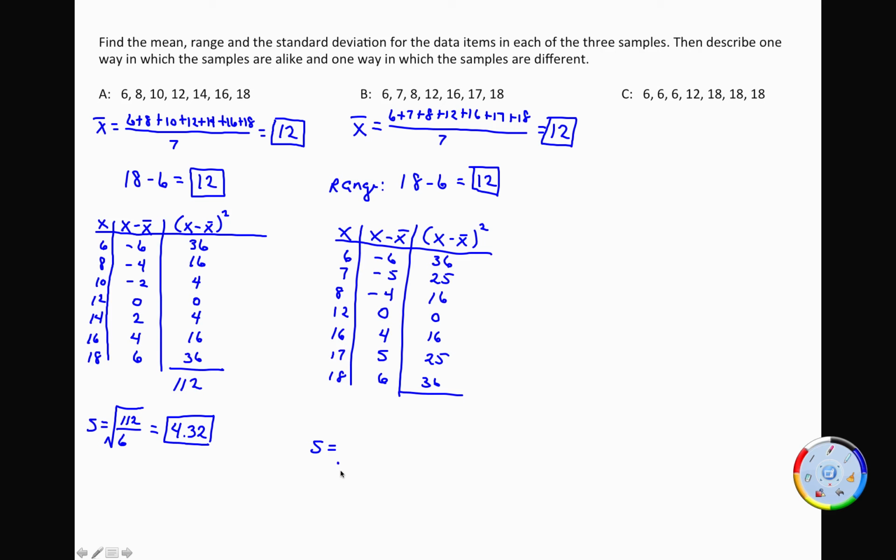And to find the standard deviation, I'm going to square root 154 divided by n minus 1. Again, my n is 7. So 7 minus 1 is 6. .07, rounding to the nearest hundredth.